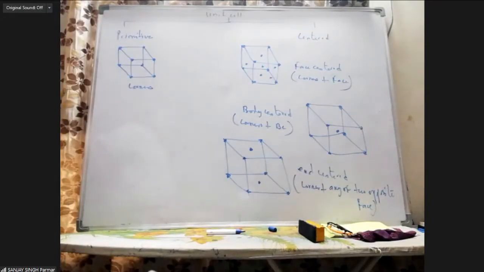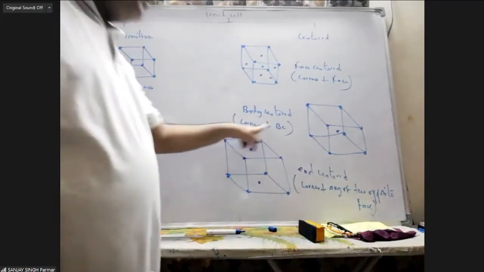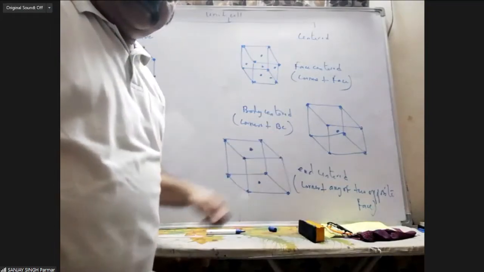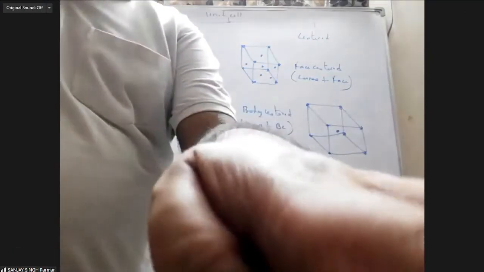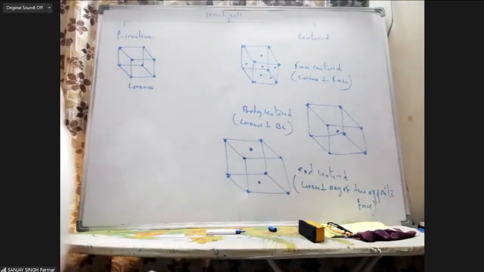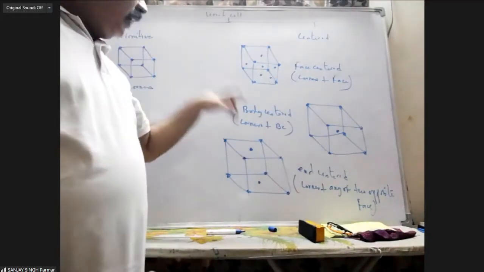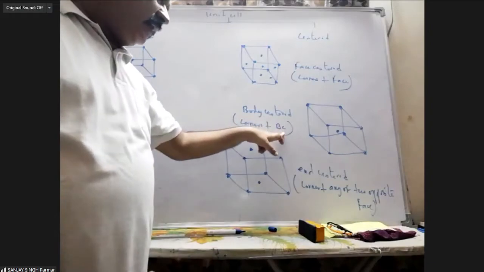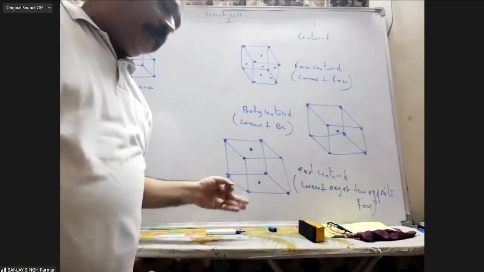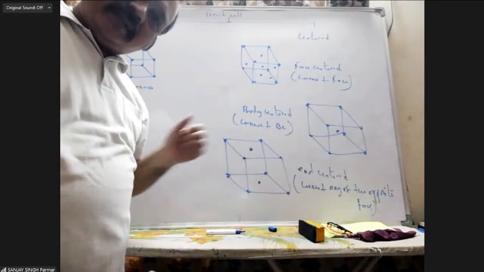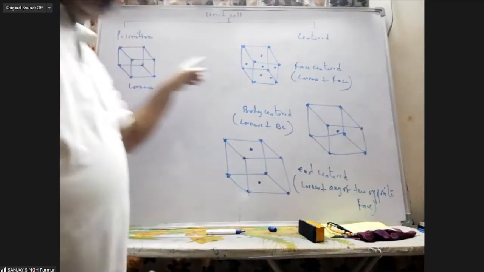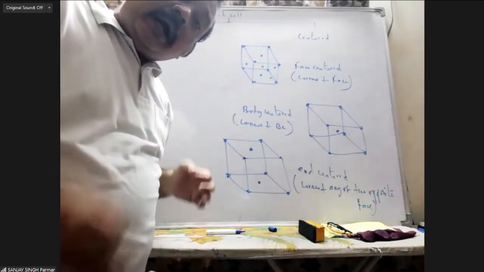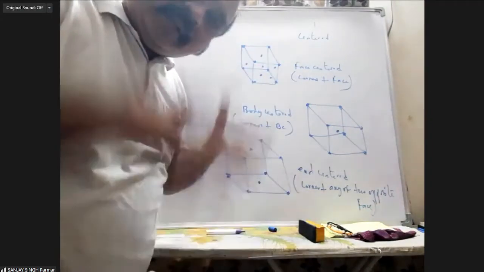Sir, for body center, what did you write, sir? Corner plus body center. So primitive means points are there only at corner. Face centered means corners and the face. Body centered means corner and the body center. End centered means corner plus any of the two opposite faces. So from this, it's very clear that whether it is a primitive unit cell or a centered unit cell, 100% points are there at the corners.